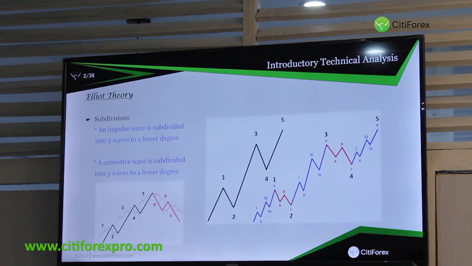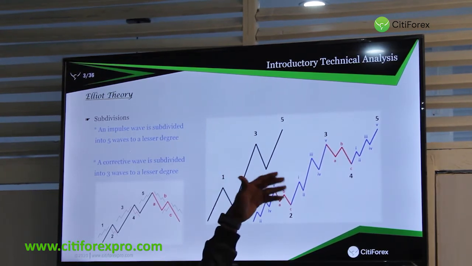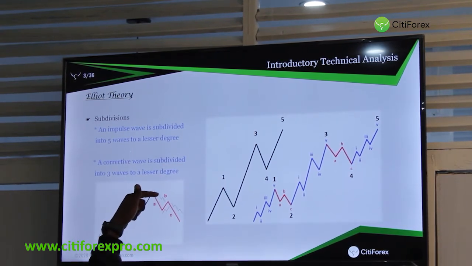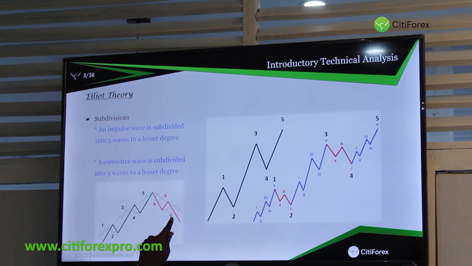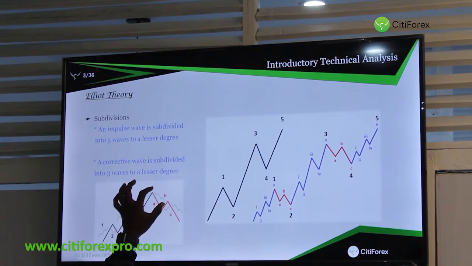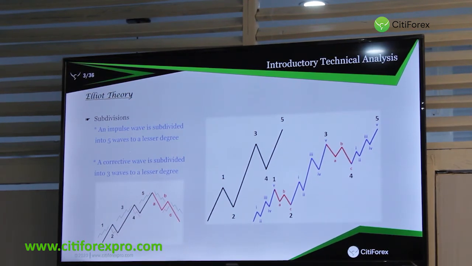So this was what Elliott saw, all the way down to the retracement. Even in the retracement, you have 1, 2, 3, 4, 5 here, 1, 2, 3 here. So A here has 1, 2, 3, 4, 5. B has 1, 2, 3. So when it is a pullback, it's just having 3 waves, A, B, C. But when it's an actual impulse wave, it has 5. Take note of that.